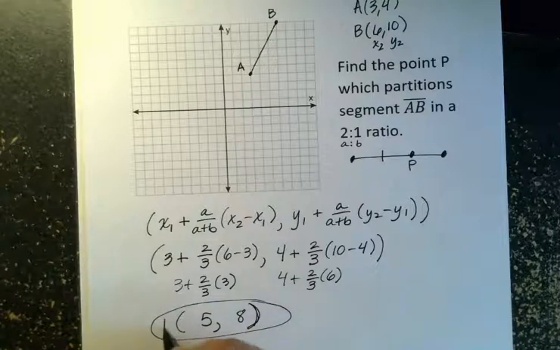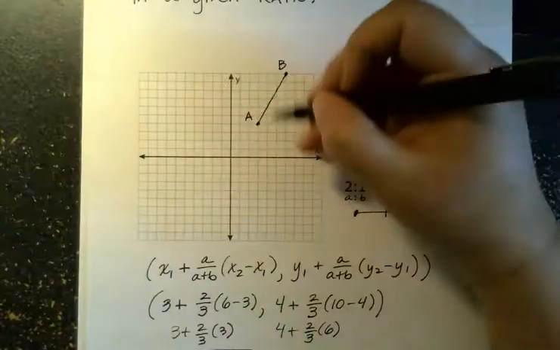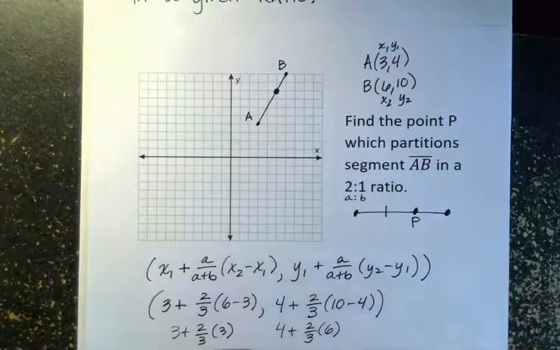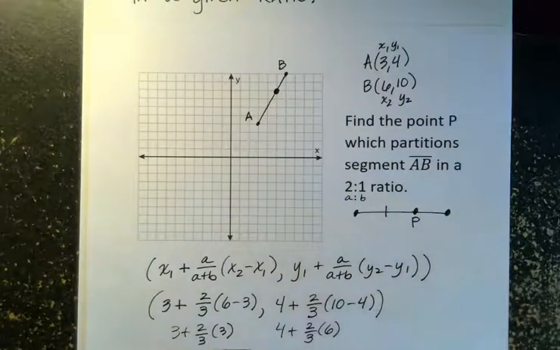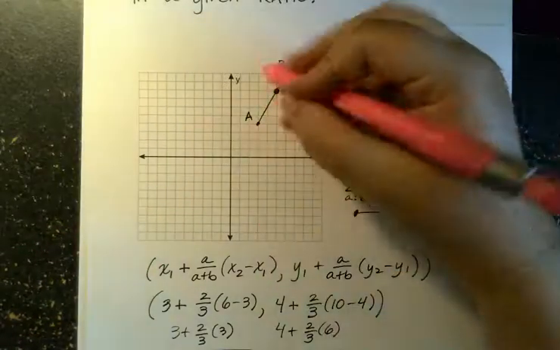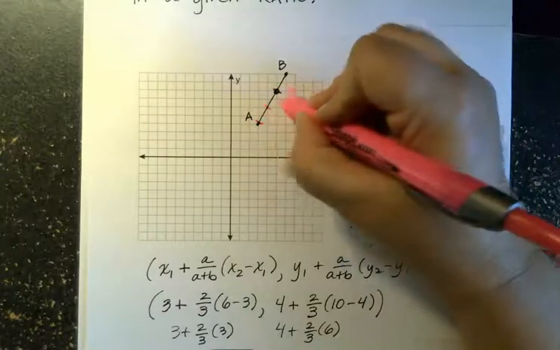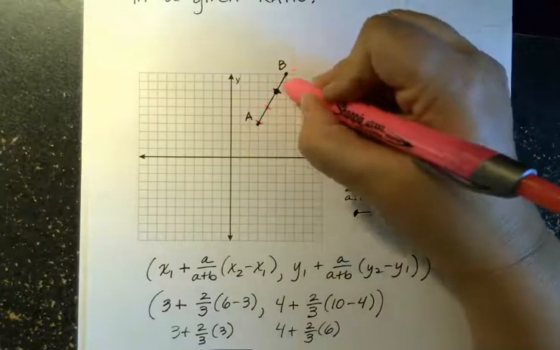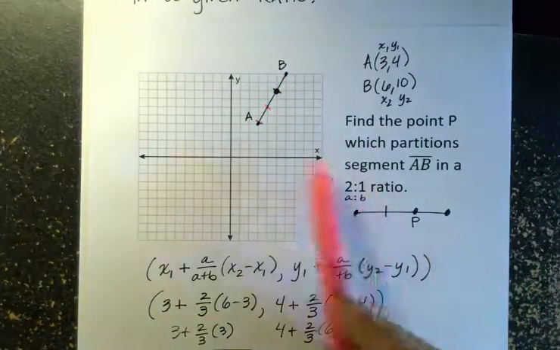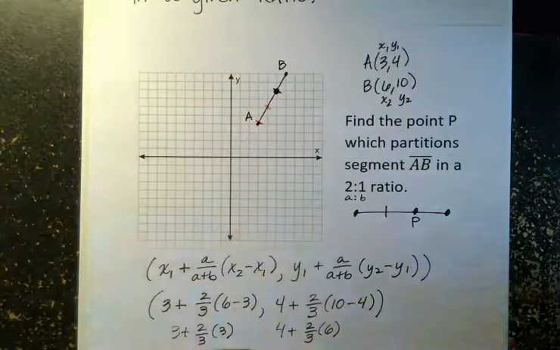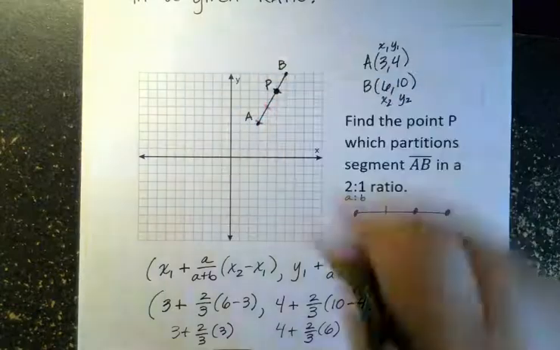This is point P, and if I graph that, let's go ahead and go to (5, 8). We can see that that looks about right. There are 2 parts ahead of it at the beginning of the segment, then we have our point, and then there's 1 part after it. That's the 2-to-1 ratio. 2 parts of the segment are before P, 1 part of the segment is after P. And that is it.